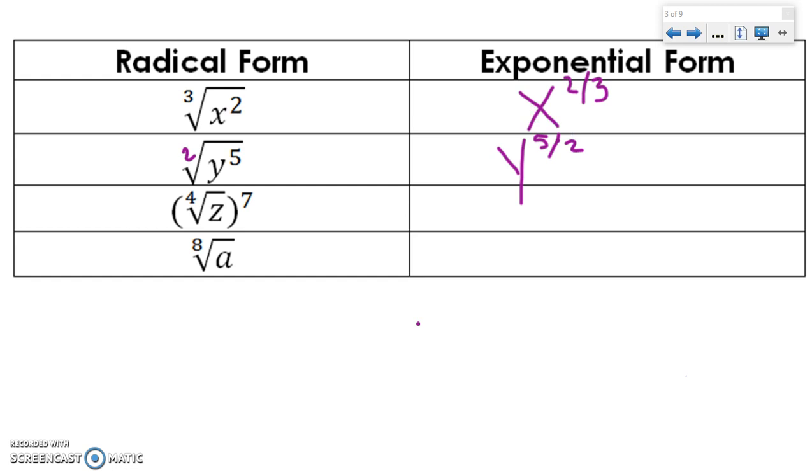The fact that the 7 out here on the third example is not inside of the radical doesn't change anything we've done so far. Z will be our base, 7 is still going to be our numerator, and 4 will still be our denominator. This last example, just like we talked about in class yesterday, if there is no exponent listed, it is automatically assumed to be a 1. So I would have a to the power of 1 over 8.